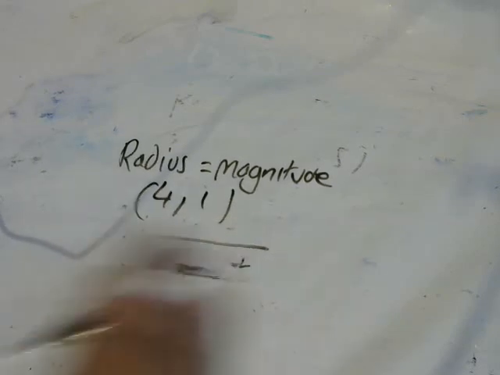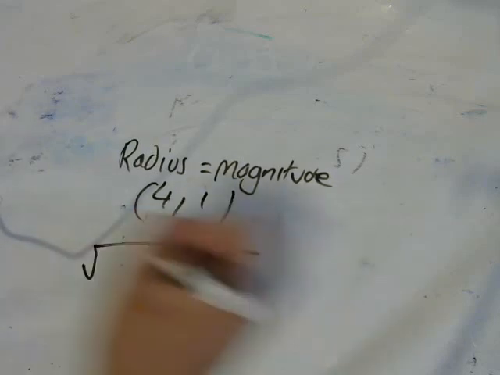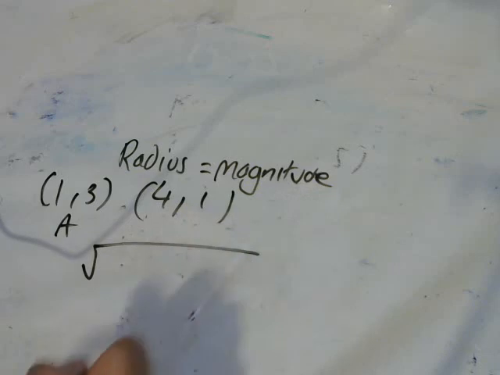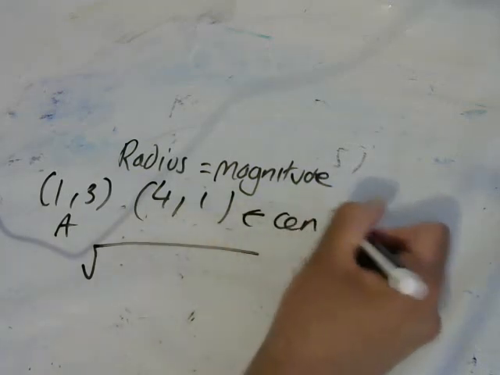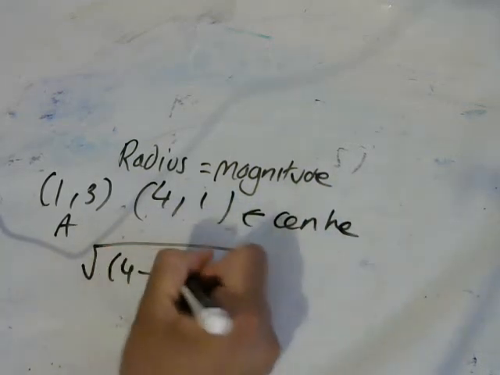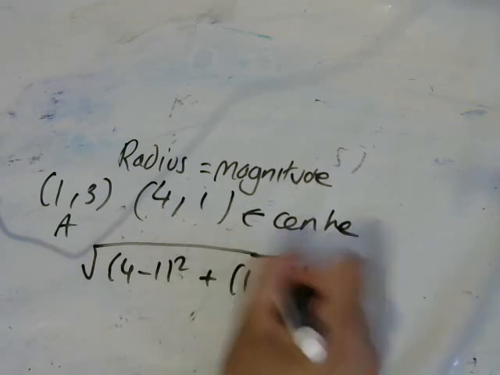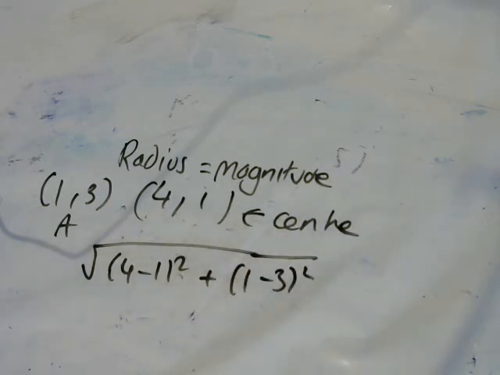I should probably do it systematically just once. I know I'm going from 1 to 3, because that's where A is, and that's the centre. So just subtract them. 4 minus 1 squared plus 1 minus 3 squared. That's why it was minus 2 double. It doesn't matter, you can square it. And that's just going to be what?